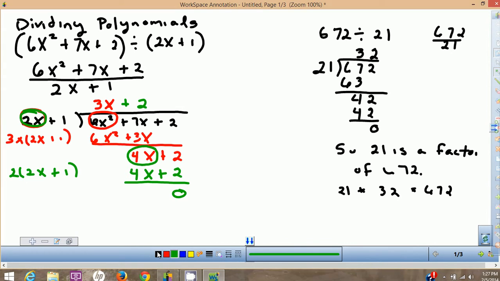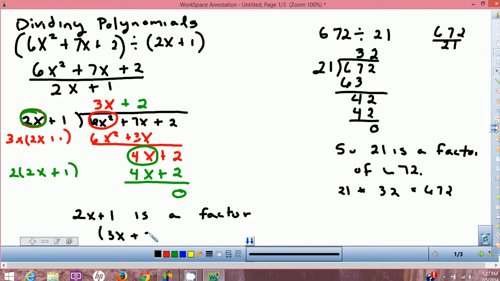The fact that I got 0 for a remainder tells us a couple of things. It tells us that 2x plus 1 is a factor of my original function. It tells me that 2x plus 1 is a factor of this 6x squared plus 7x plus 2. And it tells me that 6x squared plus 7x plus 2 factors as 3x plus 2 times 2x plus 1. So guess what I can do with those factors? Set them equal to 0, find my x-intercepts.